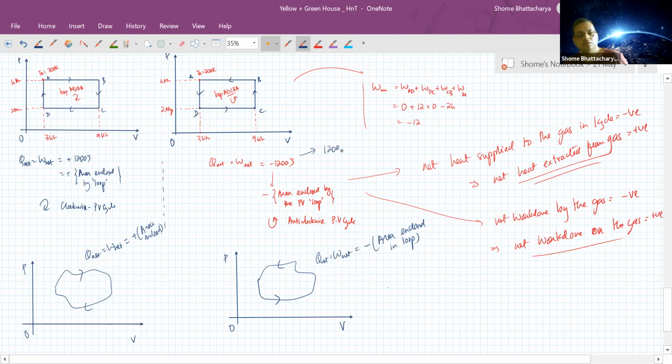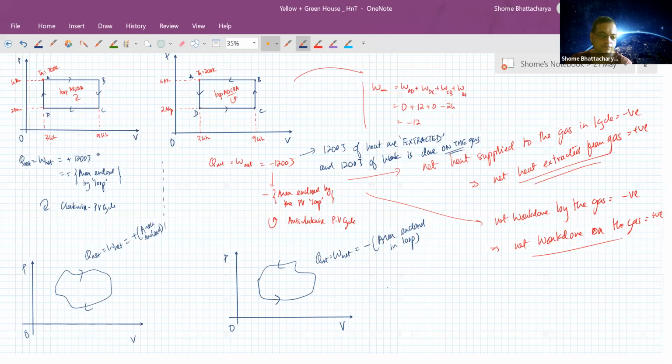Okay. So for example, here, what this means is that 1200 joules of heat are extracted from the gas. Okay. And 1200 joules of work is done on the gas, not by the gas. Whereas here it was the other way around. 1200 joules of heat was supplied to the gas, and the work done by the gas was equal to 1200 joules. Excuse me, sir. Yes.